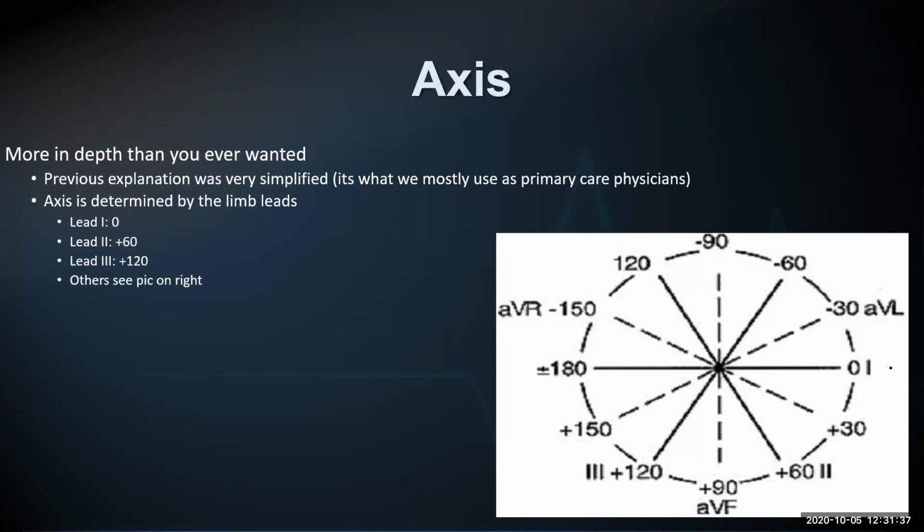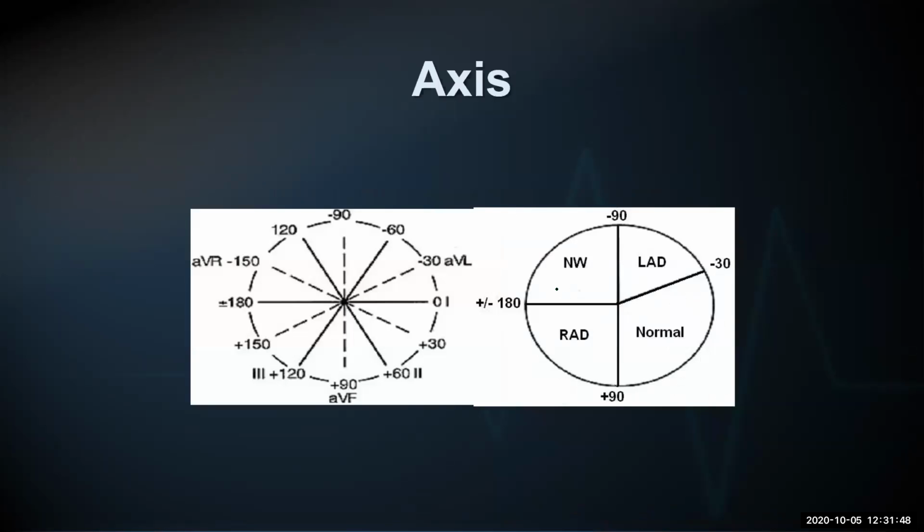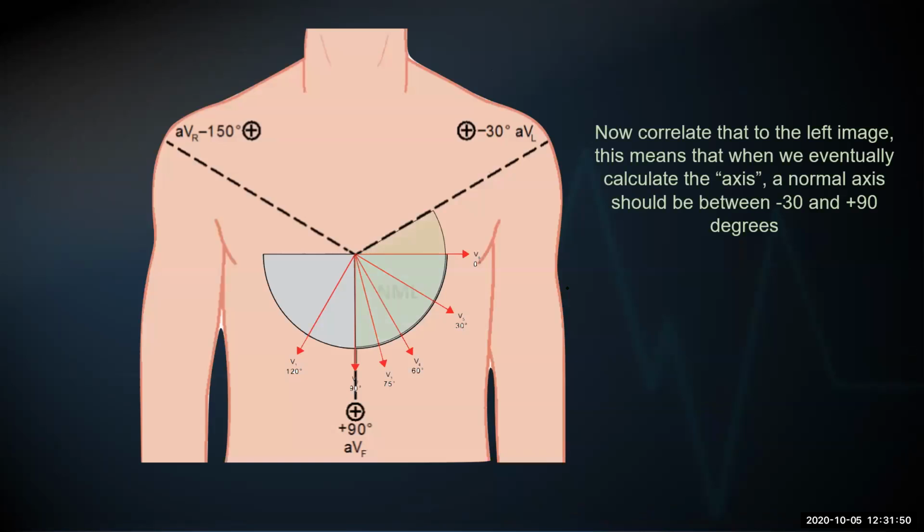We know that lead 1 right here is going to be at 0. Lead 2 is at positive 60. Lead 3 is at positive 120. And AVL is going to be at negative 30. So let's go, again, more in depth. We're going to go through each one of these pictures specifically.